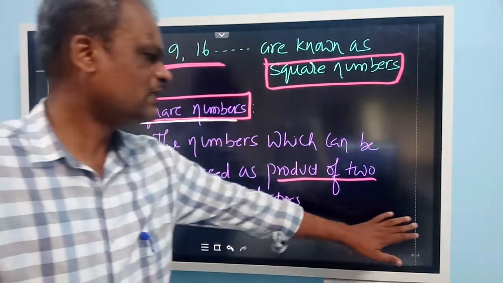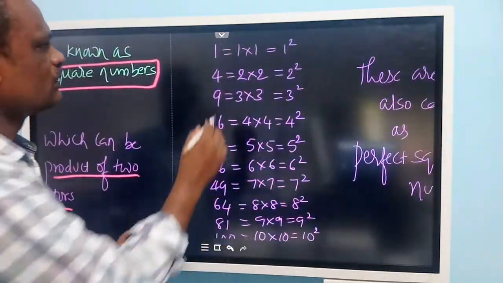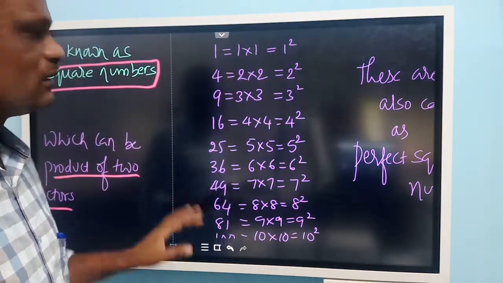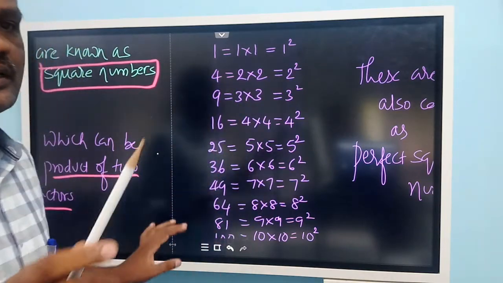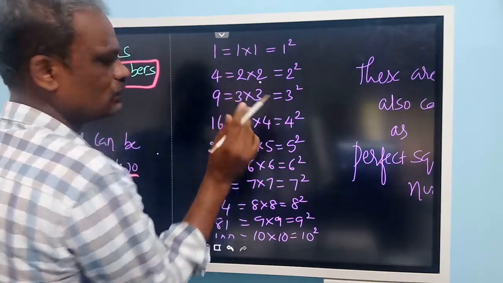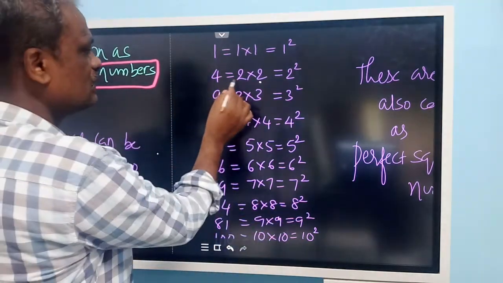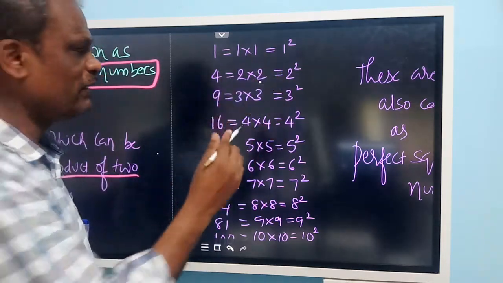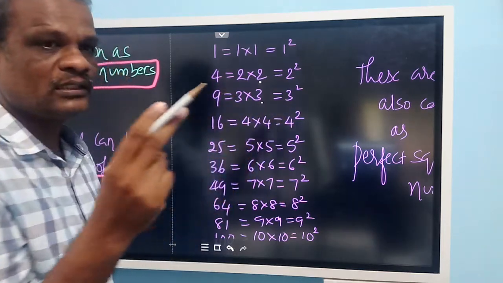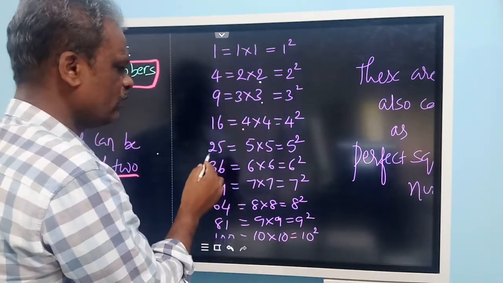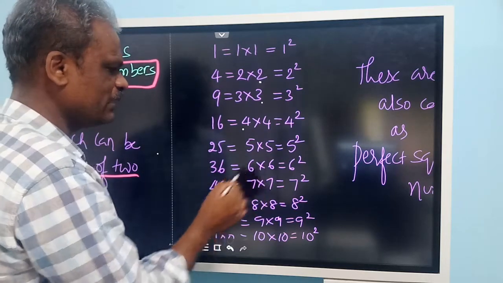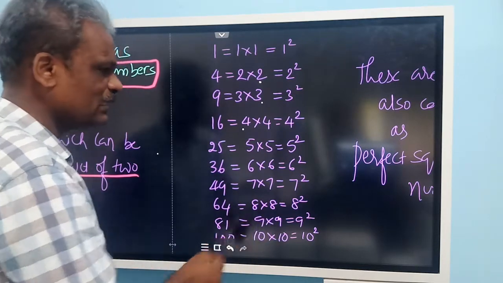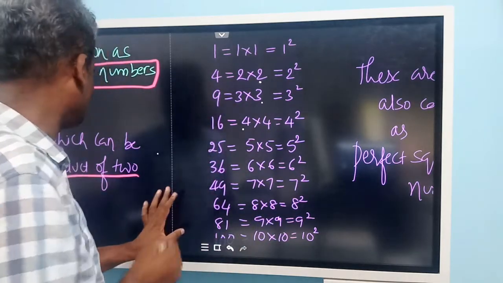Let us take some examples here. See here, 1 is a number, you can write it as a product of two equal factors, 1 into 1, 1 square. 4 is a number, you can write it as a product of two equal factors. Which are the factors? 2 and 2. 4 can be written as 2 into 2, 2 square. 9 can be written as a product of two equal factors, 3 into 3. 16 can be written as 4 and 4. 25 can be written as 5 into 5. 36 as 6 into 6. 49, 7 into 7. 64, 8 into 8. 81, 9 into 9. 100, 10 into 10. So these types of numbers are called square numbers.